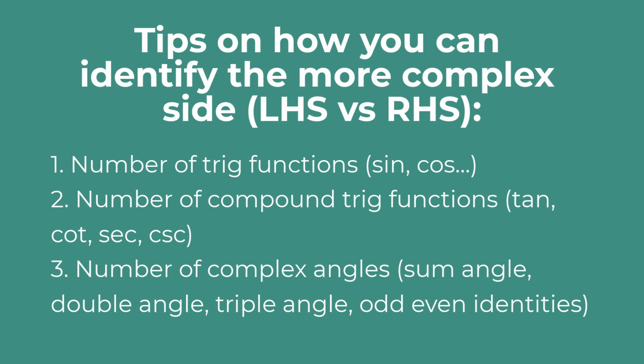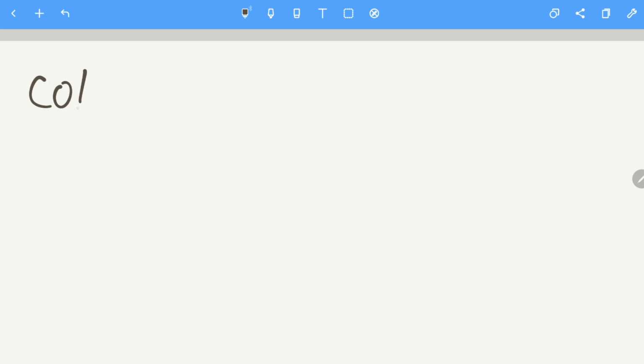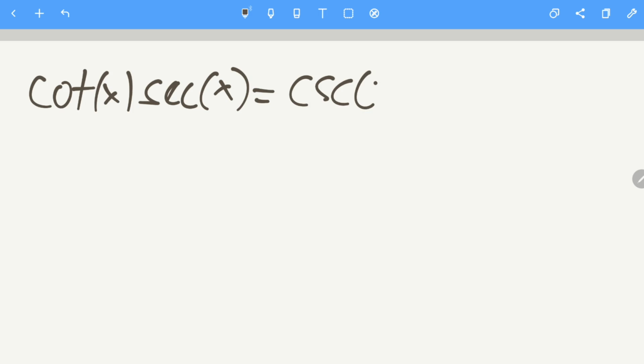Now let's apply our framework with 10 examples and see how it can help us identify from which side to start. Our first example is cotangent x secant x equals cosecant x. So using our framework, we can see that we should start from the left hand side of the identity because it has more trigonometric functions than the right hand side, because we have a cotangent and a secant on the left and only a cosecant on the right. So we must start from the left hand side.